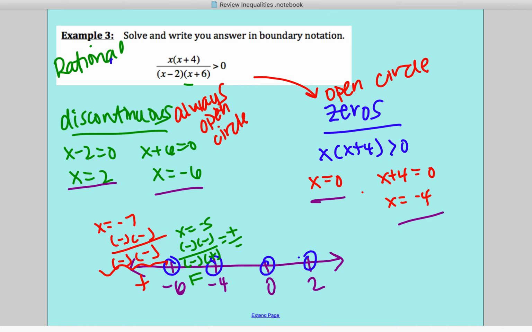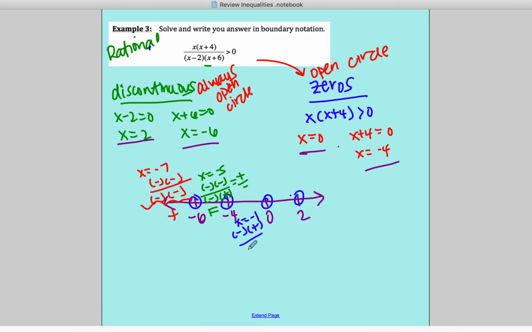Then in between negative 4 and 0, I'm going to try negative 1. I would have a negative. Negative 1 plus 4 is positive, so got that. Over negative 1 minus 2 is a negative, and then negative 1 plus 6 is a positive. So the top's negative, the bottom is negative. A negative divided by a negative gives a positive. Are positives greater than 0? Yes, they are. That is true, so shade.